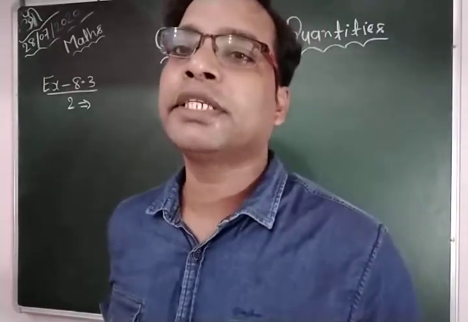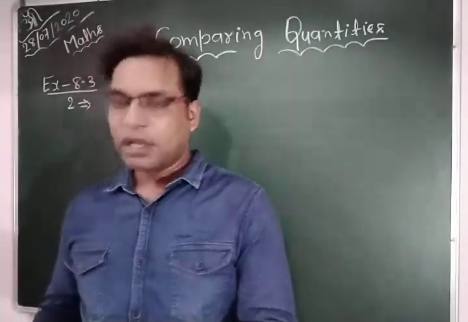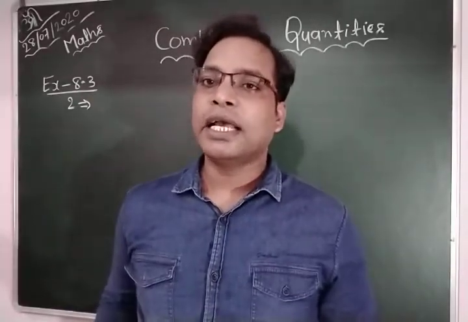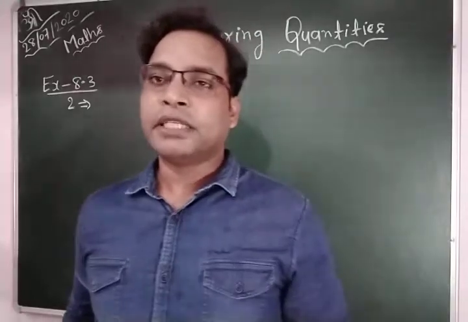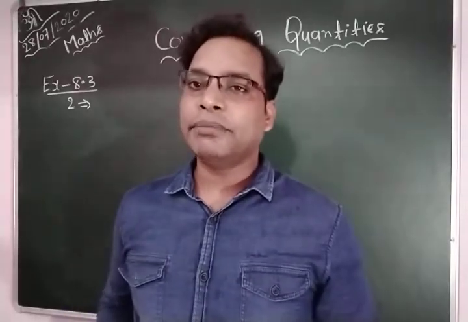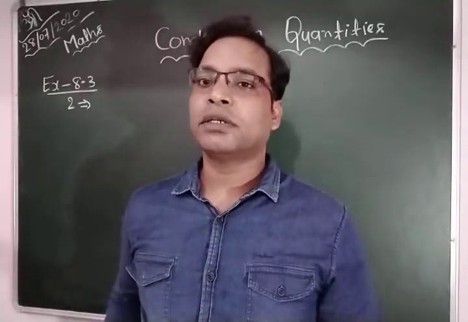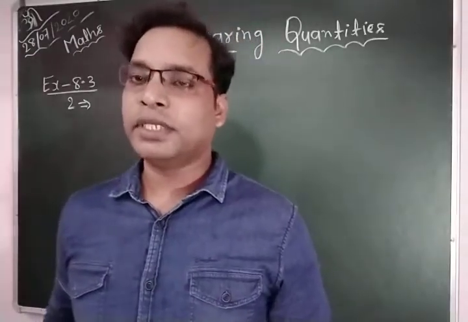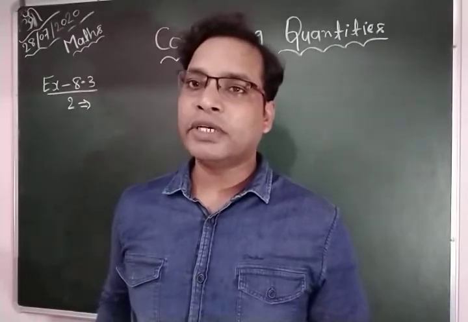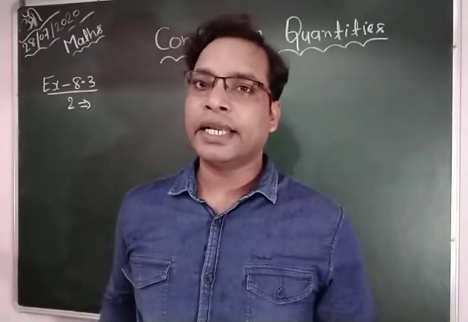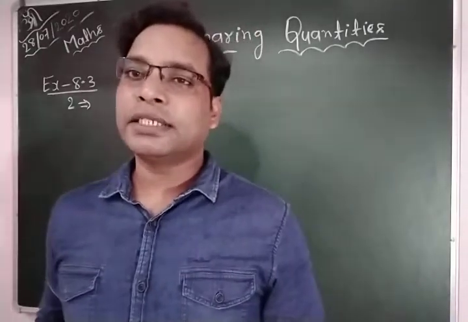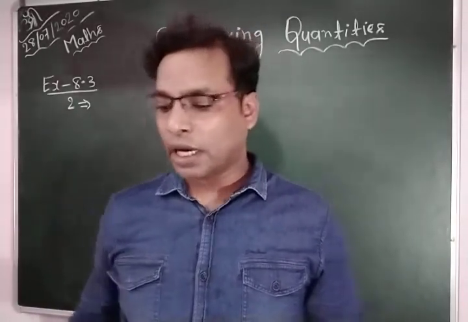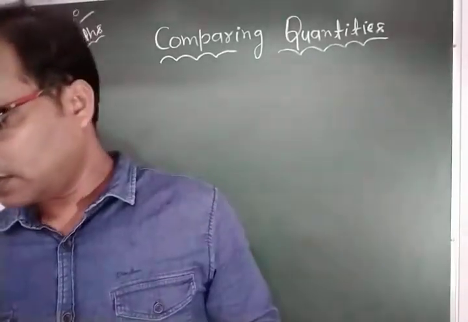Here the principal is given, 26,400 rupees, and the rate is given, 15% per annum, and the time is 2 years 4 months. So we have to find the amount here. The amount is the money that Kamla pays at the end of 2 years 4 months. Clear? So how can you find the amount?